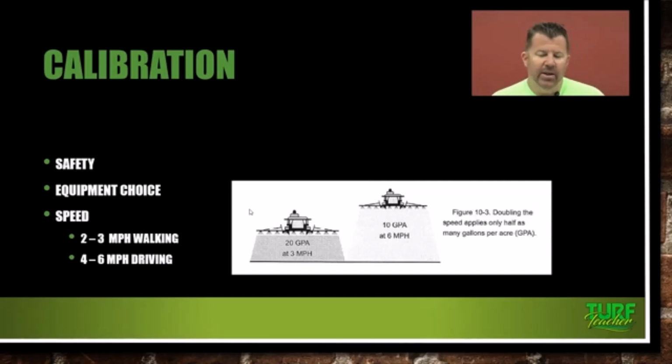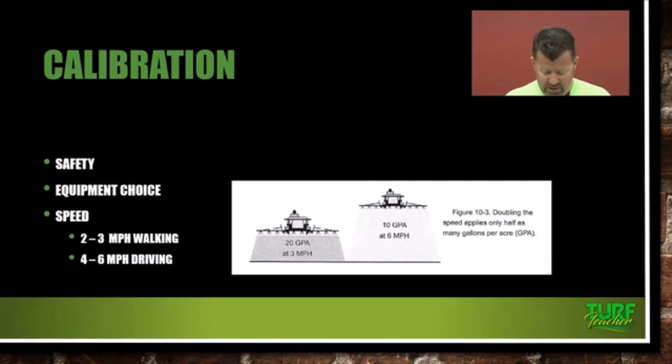Now remember, when doubling your speed, you're going to cut your application rate in half. So look, we've got a tractor here with a boom sprayer. It's putting out 20 gallons per acre when it is going 3 miles an hour. But when we increase our speed to 6 miles an hour, we're decreasing our application rate to only 10 gallons per acre. So it's really the opposite of what you think. If you double your speed, your application rate is cut in half, and that information is found on page 127.